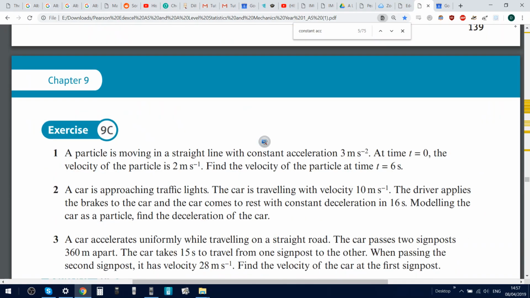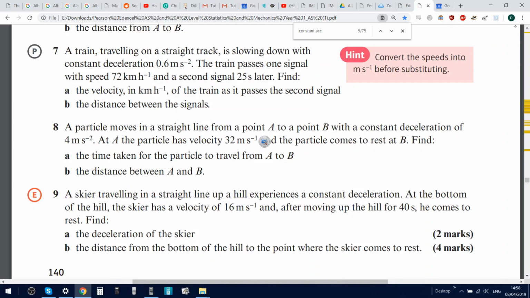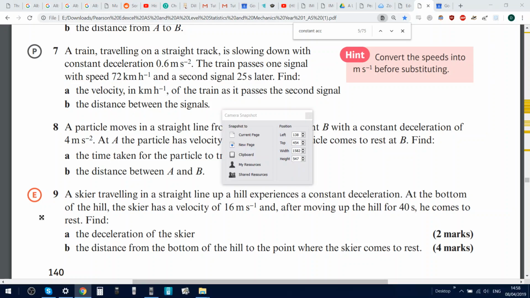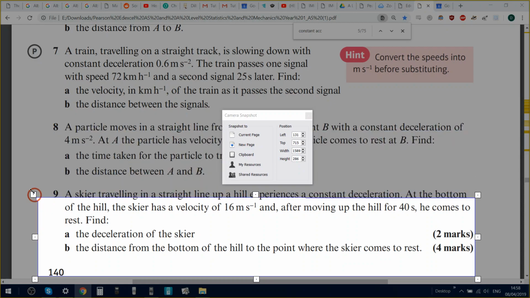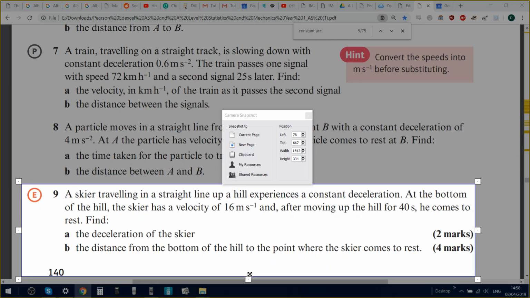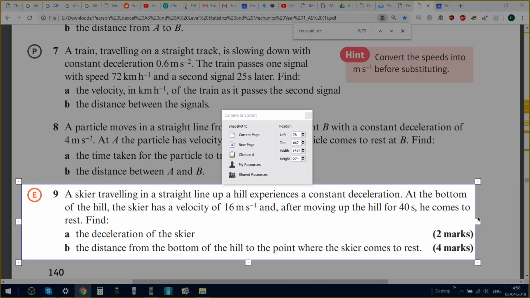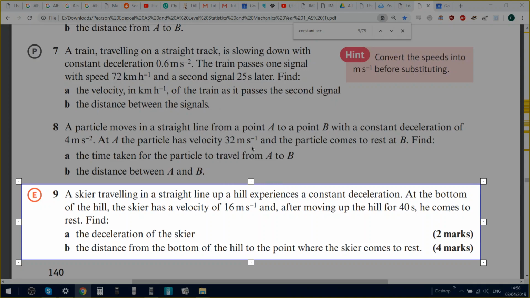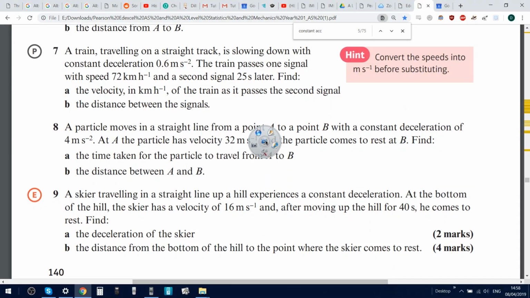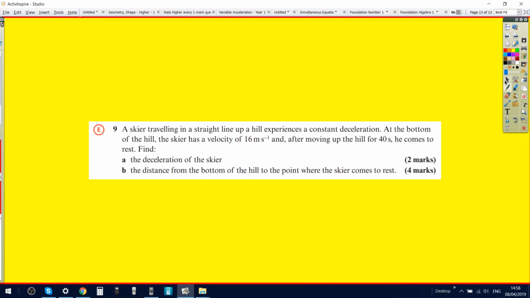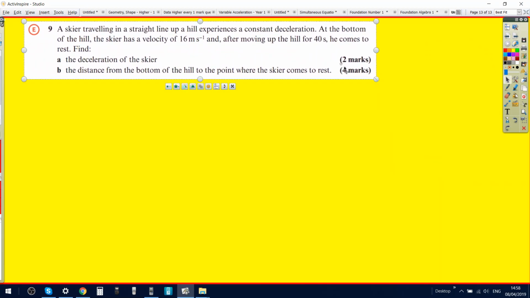So let's see. There was one thing. There's an exam question. Skier traveling. Let's just give the exam question a quick go. Okay, let's try this. Oh, it's not easy. Hope we're not skipping too much.